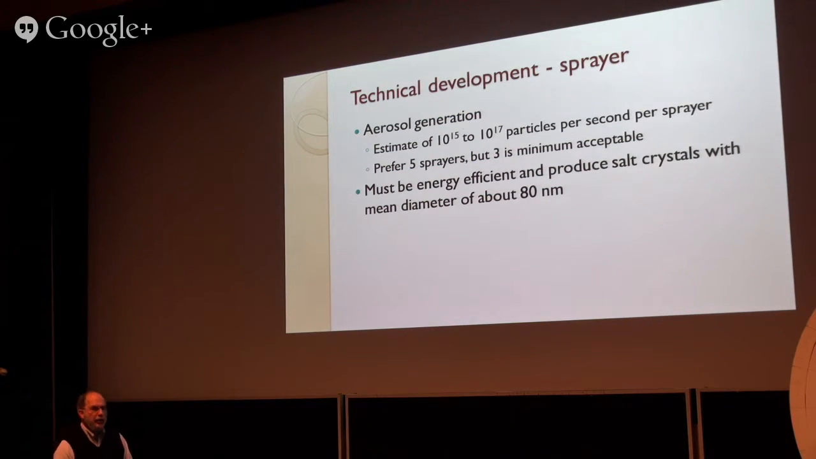So, the technical development of a sprayer. What we're talking about is being able to spray something on the order of 10^17 particles per second per sprayer. That sounds like a lot, but remember that these are really tiny. All right, so the total mass we're talking about here is spraying buckets of water, not giant tankers of water.